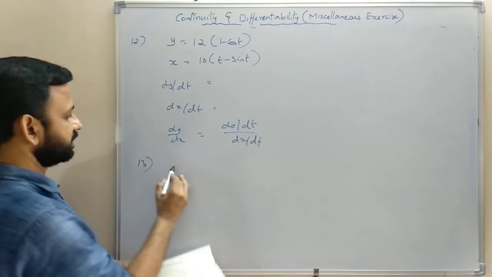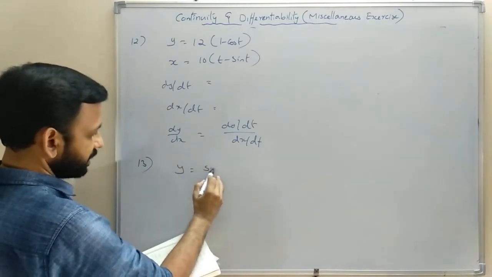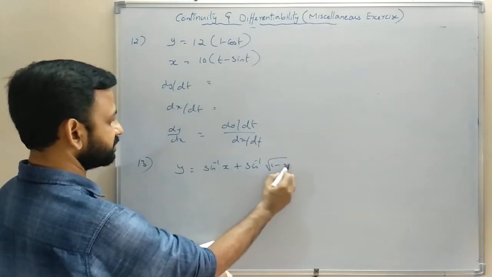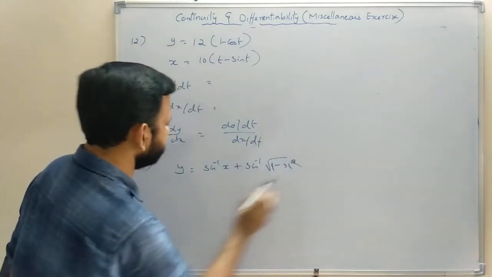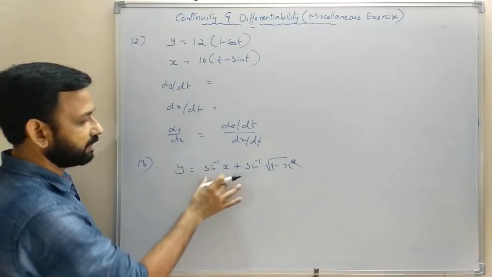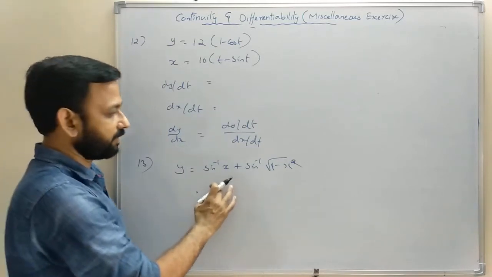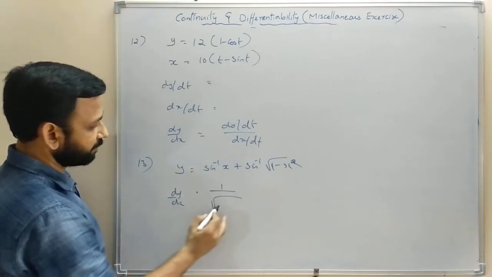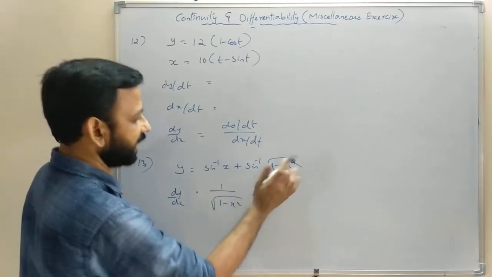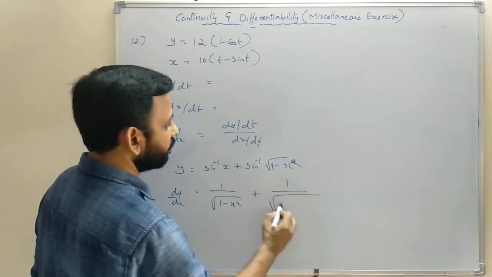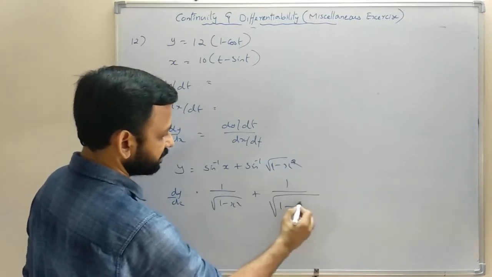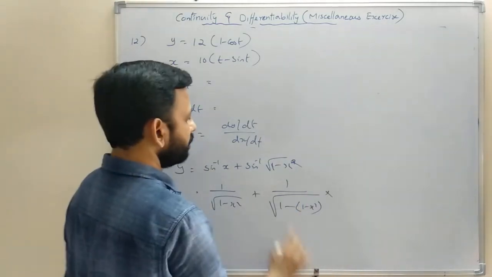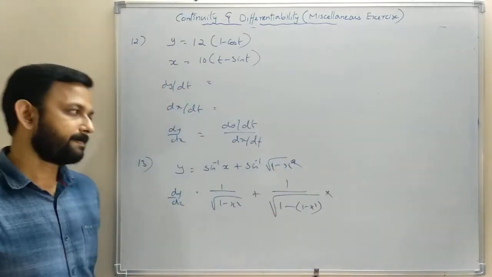Find dy by dx when y is equal to sin inverse x plus sin inverse under root 1 minus x square. So same, it's not a difficult one. Dy by dx is equal to, right formula, sin inverse x, that is 1 upon under root 1 minus x square plus again 1 upon under root 1 minus its square, that is 1 minus x square. Radical will be cancelled. Into, here we have to apply chain rule.